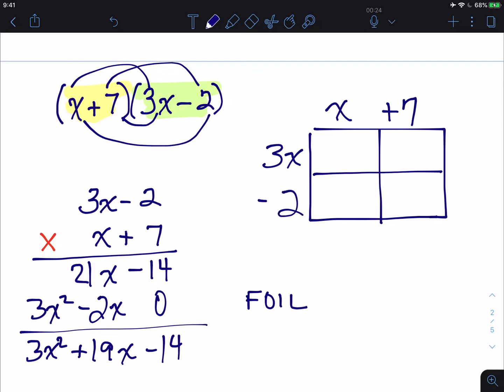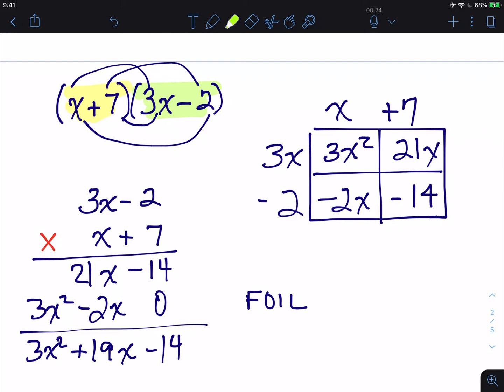3x minus 2 here. And then we're going to multiply just like we did with the straight multiplication problem. The rows times a column for each cell. So 3x times x is 3x squared. 3x times 7 is 21x. Negative 2 times x is negative 2x. And negative 2 times positive 7 is negative 14.